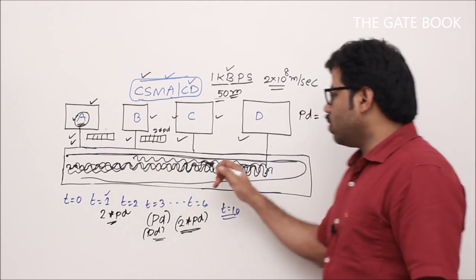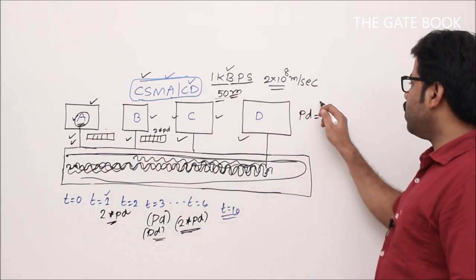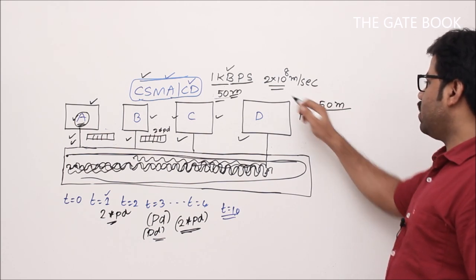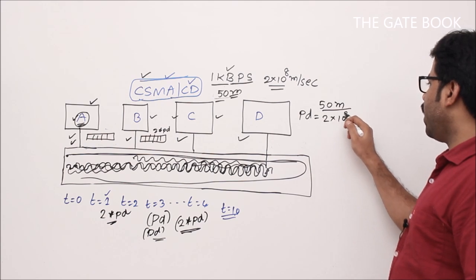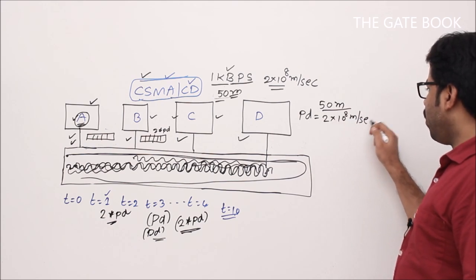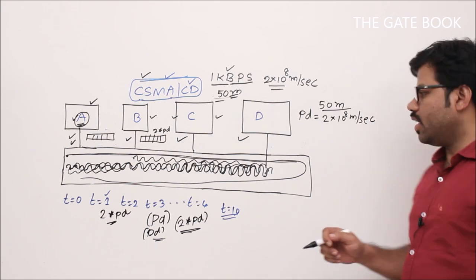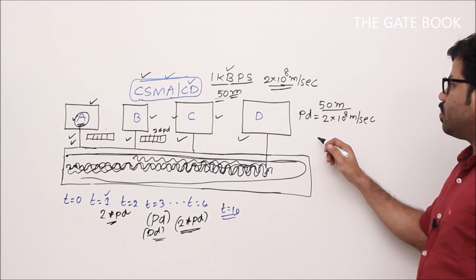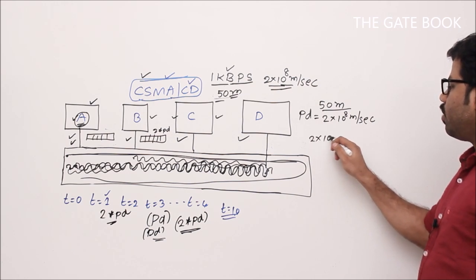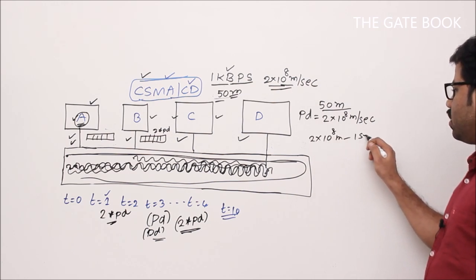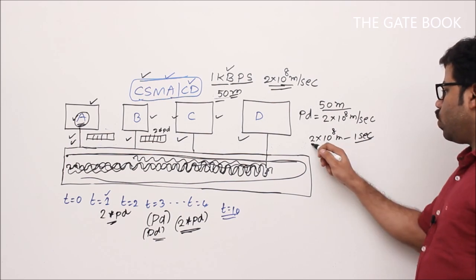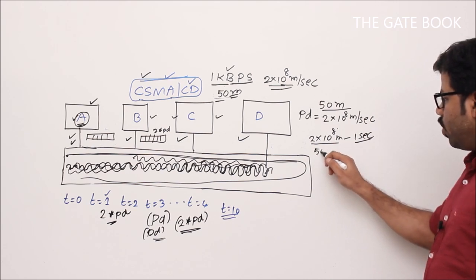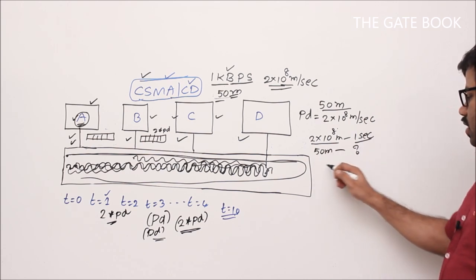We know the formula for propagation delay. What is that? Simply distance by speed, correct? 50 meters is your cable and signal speed is 2 into 10 to the power of 8 meters per second. Generally I never apply the formula. I usually do it like this. It says that signal speed is 2 into 10 power 8 meters per 1 second. That means the signal can travel 2 into 10 power 8 meters per second. If you have a 50-meter cable, how long will it take for that signal to travel?